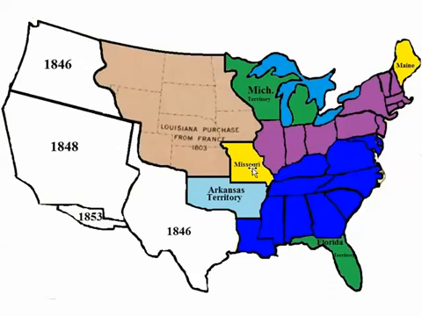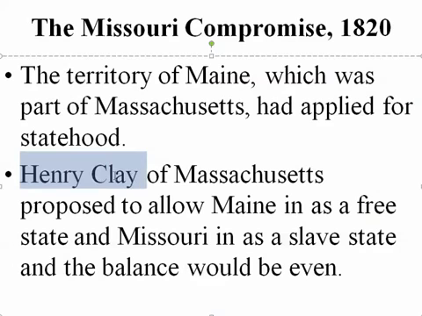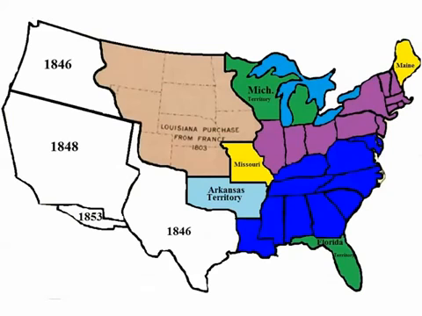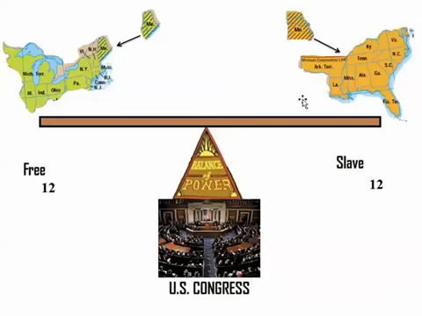Alright, so here's Missouri that wants to be a slave state, and here's Maine that wants to come in as a free state. Henry Clay of Massachusetts is going to look at this as an opportunity. He says what we can do is bring Missouri in as a slave state and bring Maine in as a free state. Well, what would that do? It would balance out the Senate and give 2 new senators to free states, 2 new senators to slave states, and balance out this political power in Congress, and you would solve the issue here. That's what he wanted to do.